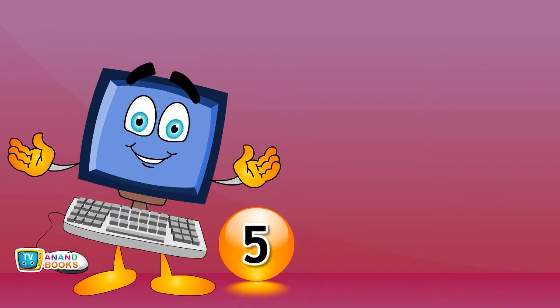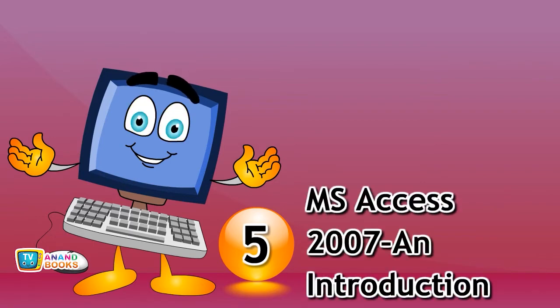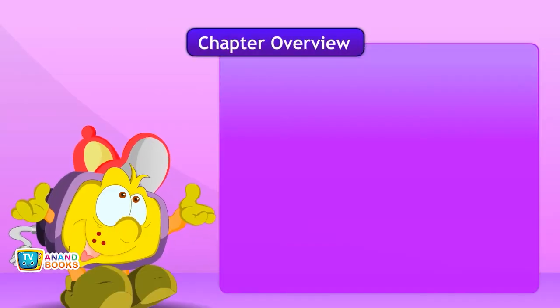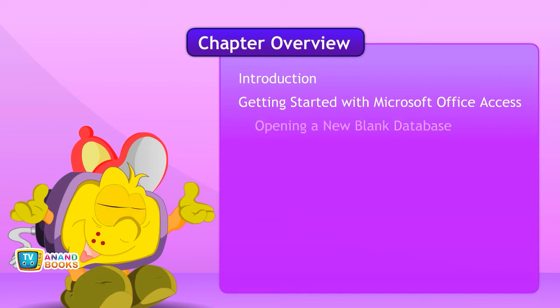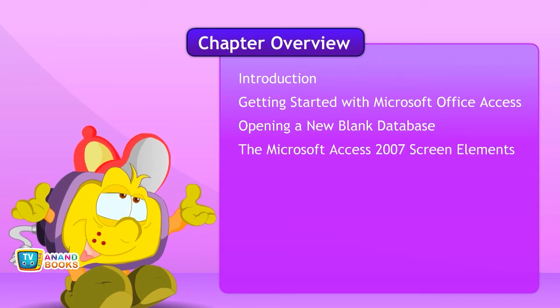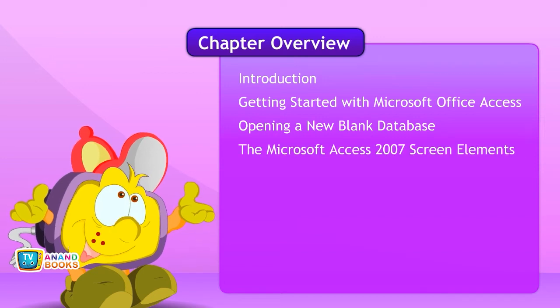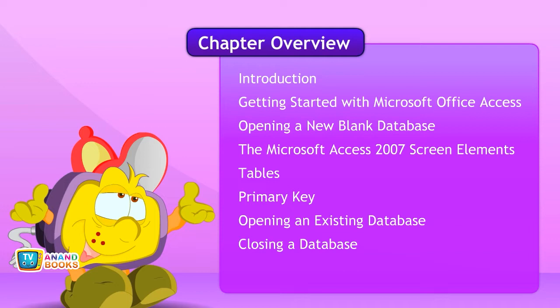Chapter 5, MS Access 2007, An Introduction. Chapter Overview: Introduction, Getting Started with Microsoft Office Access, Opening a new blank database, The Microsoft Access 2007 Screen Elements, Tables, Primary key, Opening an existing database, Closing a database, Exiting Access.